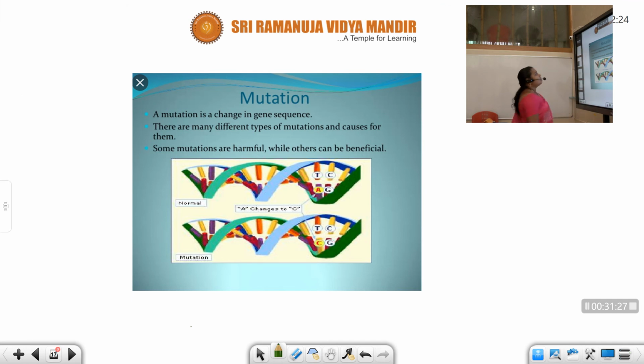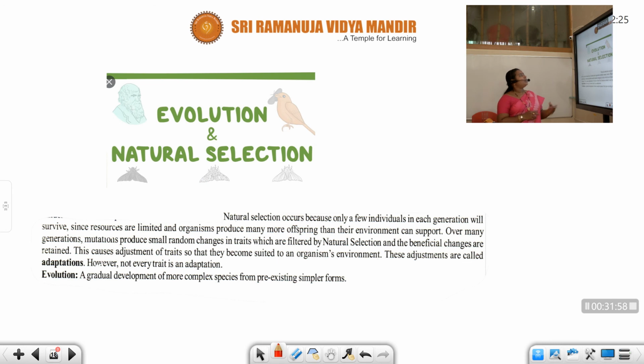Let us see the next one. Mutation means a change in the genetic sequence. What do you mean by mutation, students? A change in the genetic sequence. There are many different types of mutations. Some mutations are harmful while others can be beneficial. So there are some variations that are harmful and some that are beneficial. Right. Evolution and natural selection.